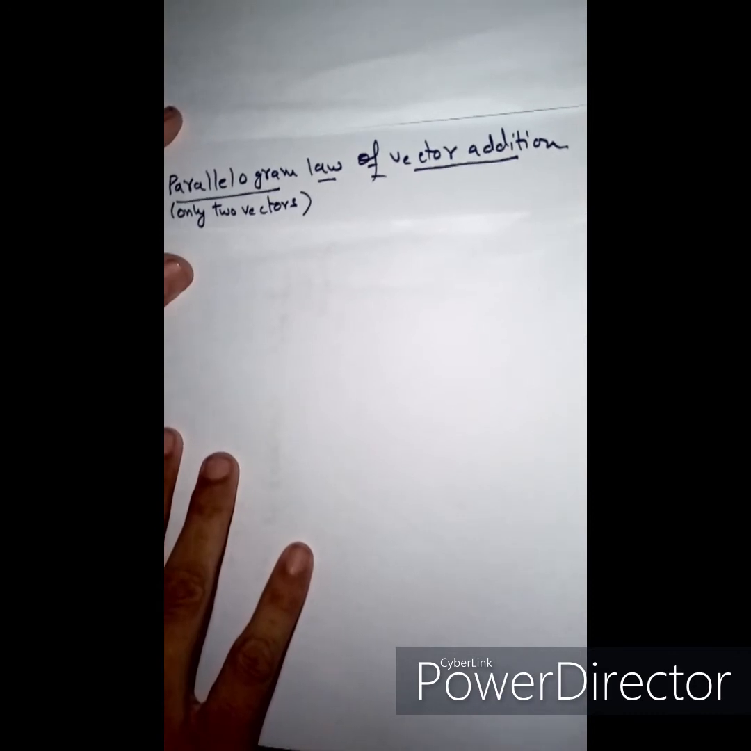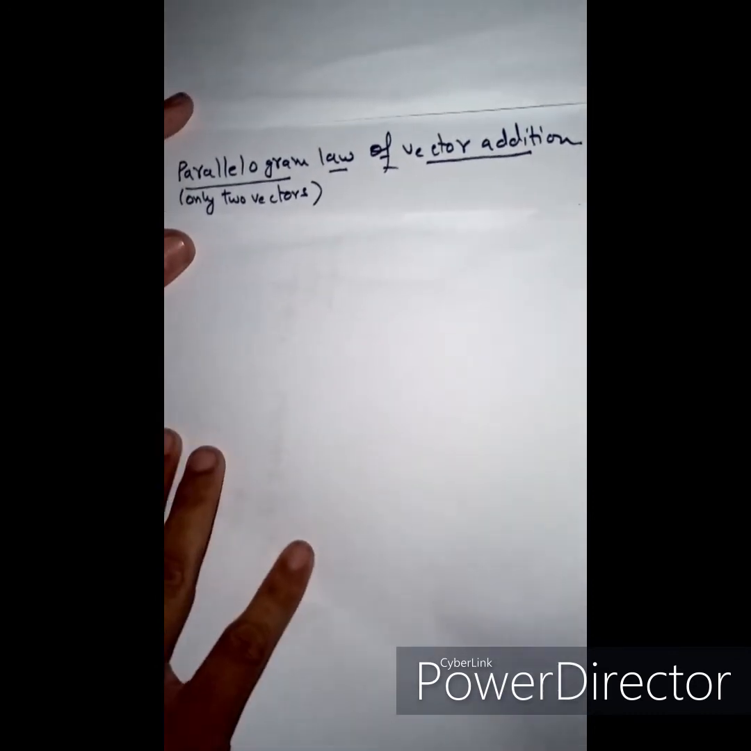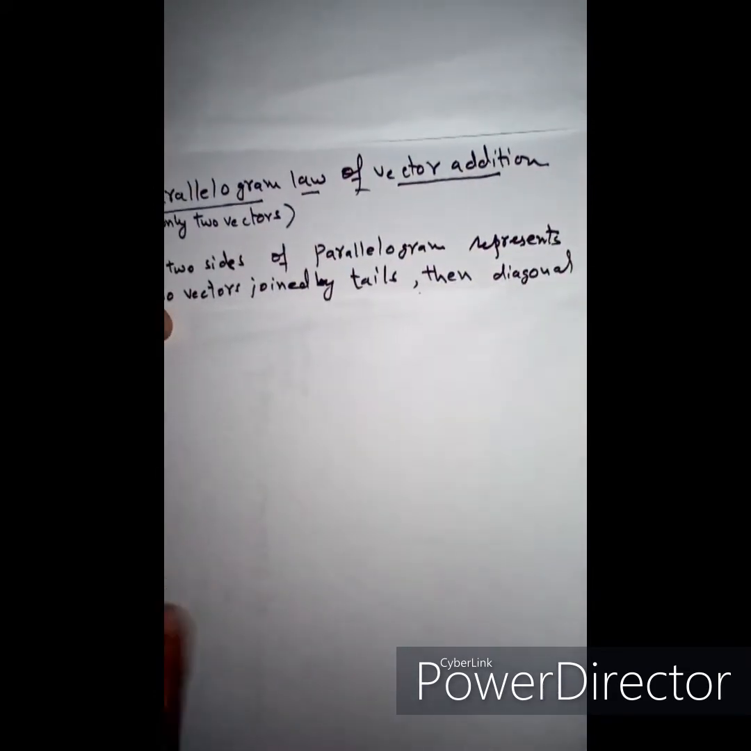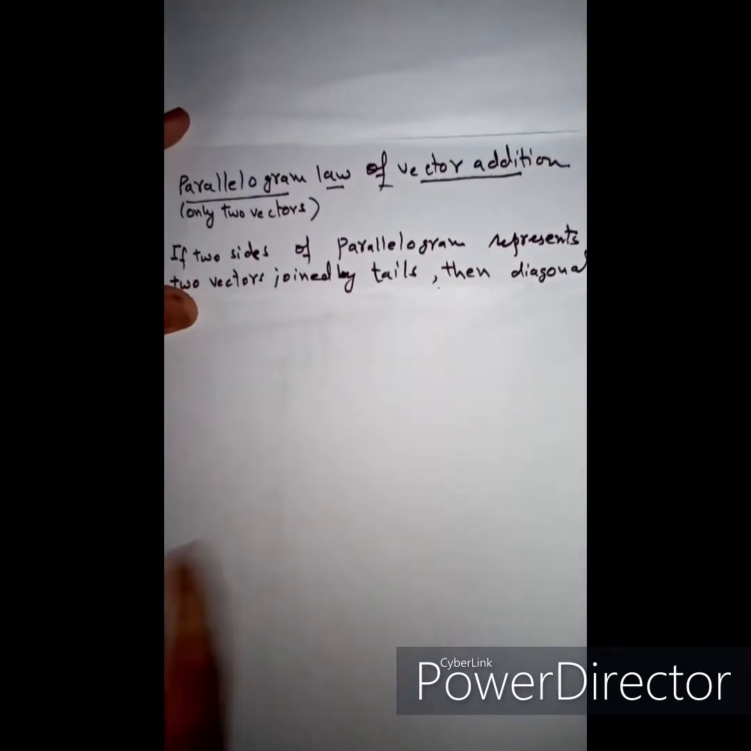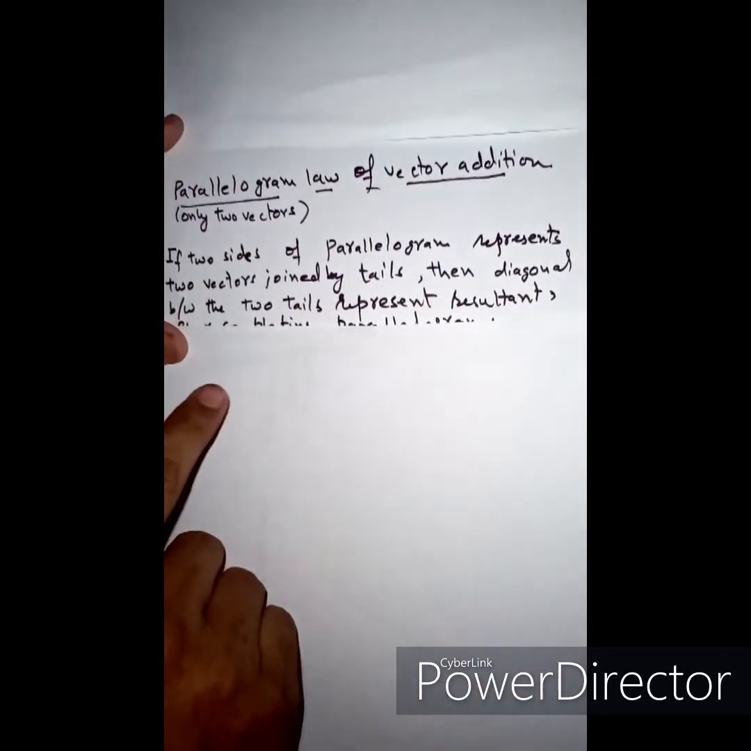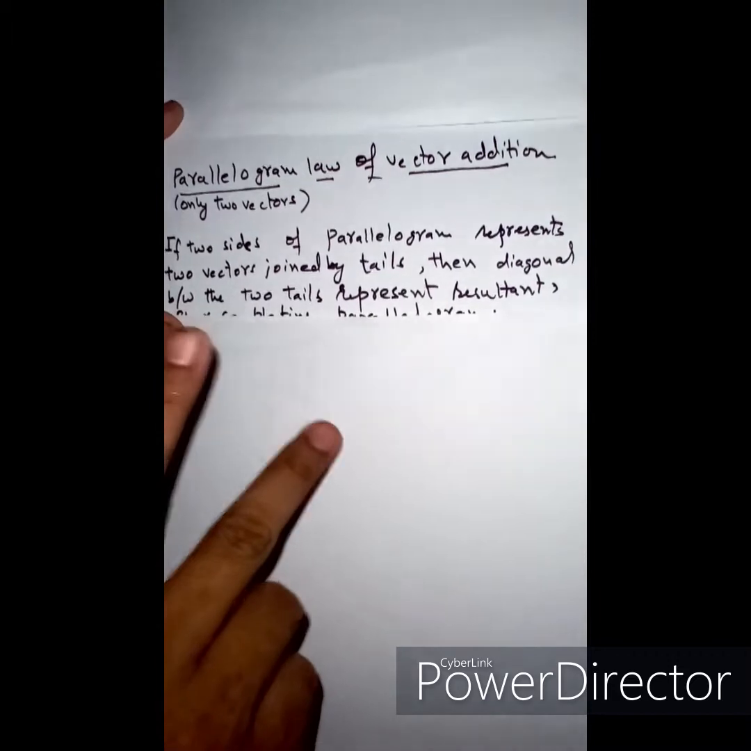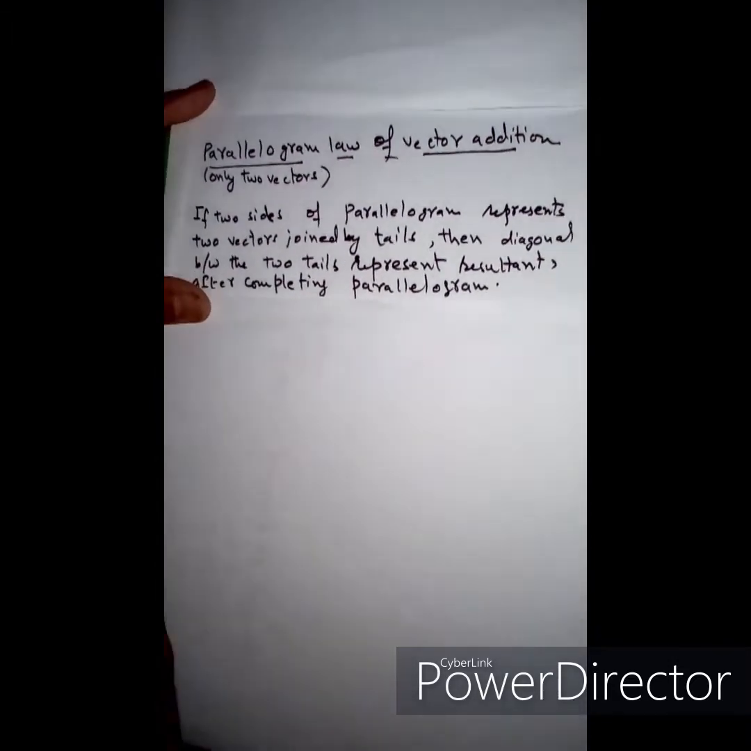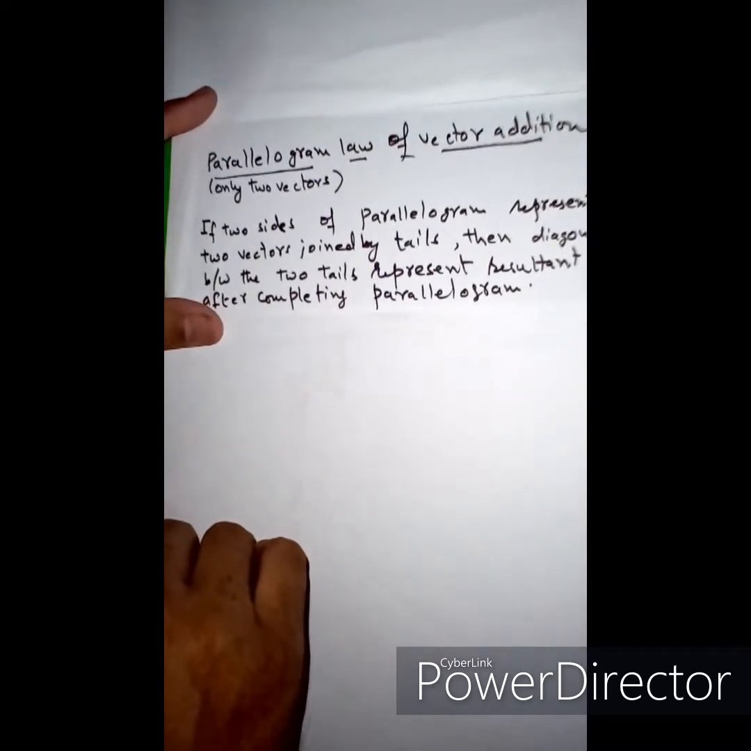What you have to do: if two vectors are representing the two sides of the parallelogram joined by their tails, then the diagonal between the two sides of the parallelogram joined by their tails represents the resultant. Okay, so that is much easier.